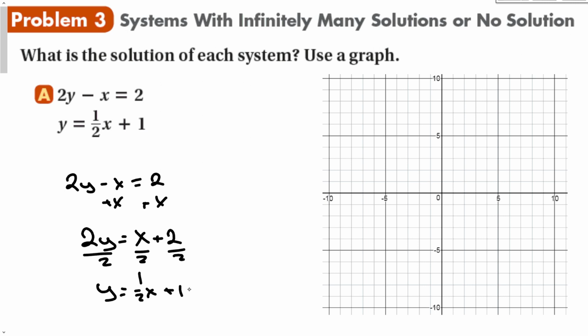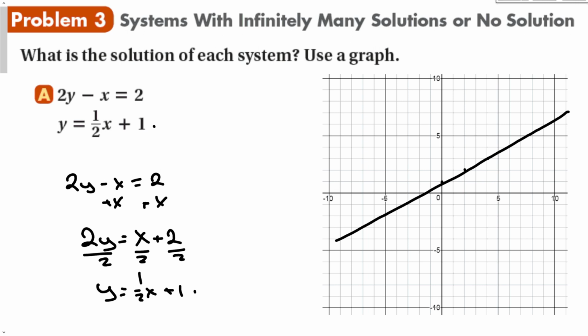Well, notice that now both of my equations are the same. So if I'm going to graph them, I would start at 1, and I would go up 1, right 2, up 1, right 2, and I would just make my graph. And then when I made my other graph, it would be right on top of the other one.